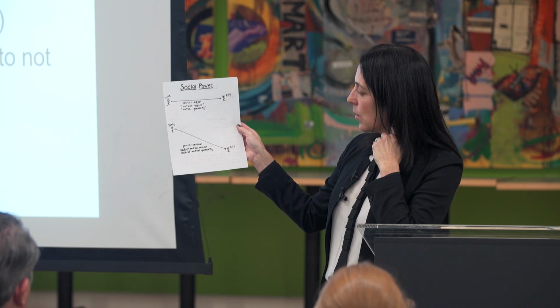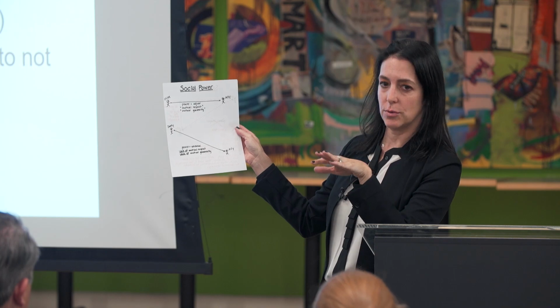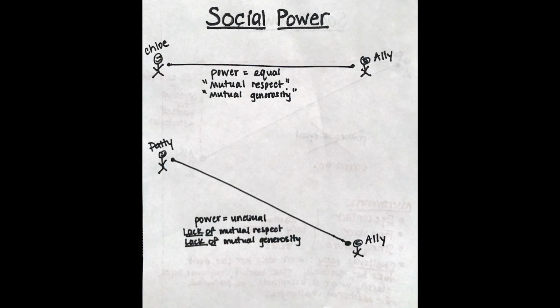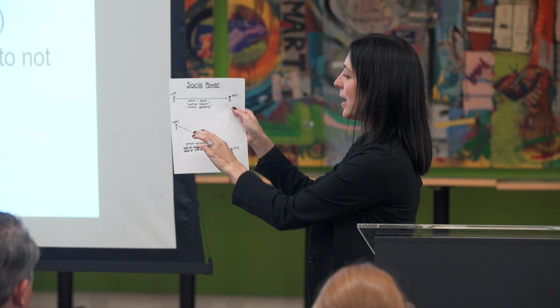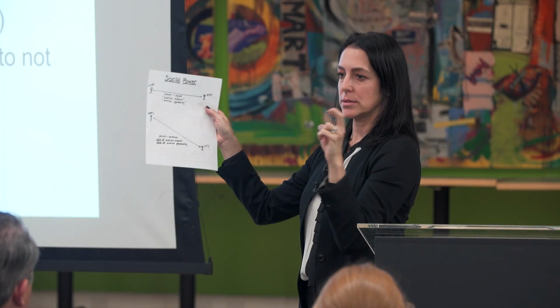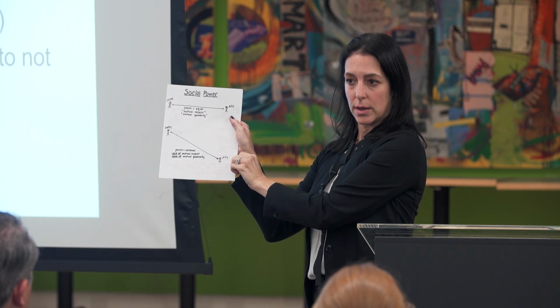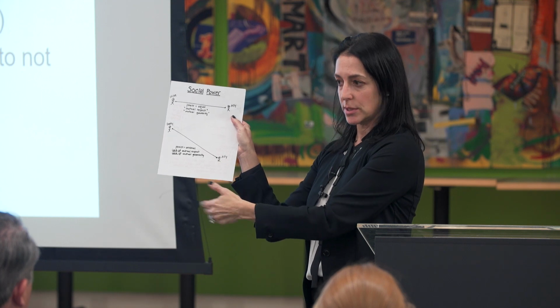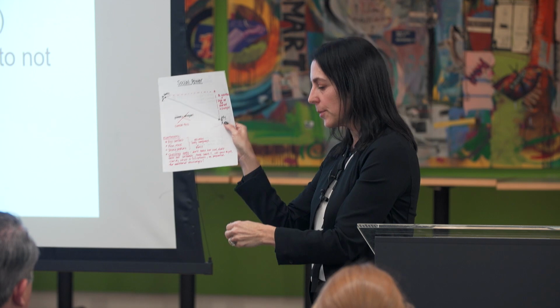Okay, so now let's say there's this Patty girl and she has a lack of mutual respect and a lack of mutual generosity in the dynamic, and she claims social power by putting her down. So Patty says, you're not allowed to come trick-or-treating with me. Trick-or-treating is a big problem. Okay, you can't come trick-or-treating with us. And so suddenly, Allie, who's done nothing wrong, is now excluded because this Patty person has decided she can't come trick-or-treating with her.